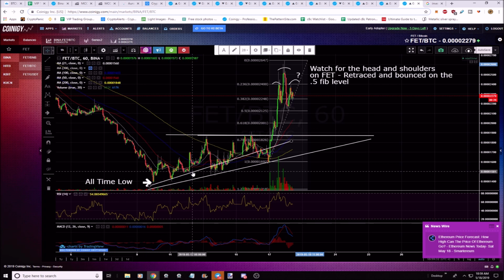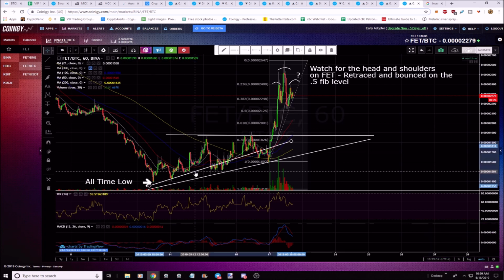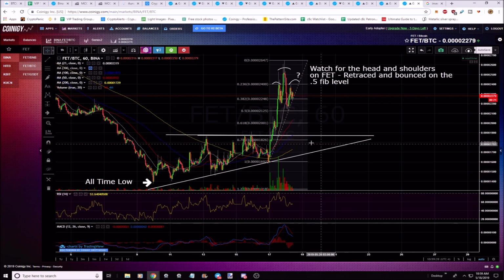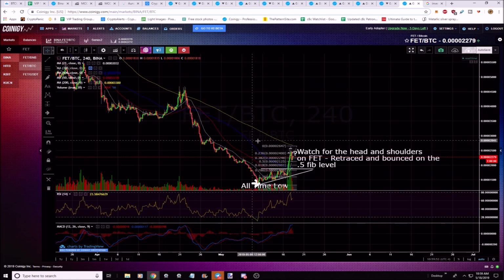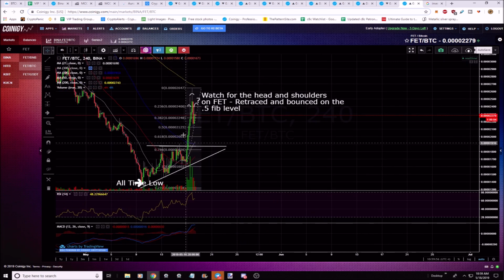So let's look at FET. Potentially, so we have this triangle right here. It broke out to the upside. Look at this volume you got. See this volume spike? This confirmed your breakout. Then it retraced. Really kind of a weird breakout here. On the 4 hour, it would have looked a lot cleaner. So you got your candlestick breakout.